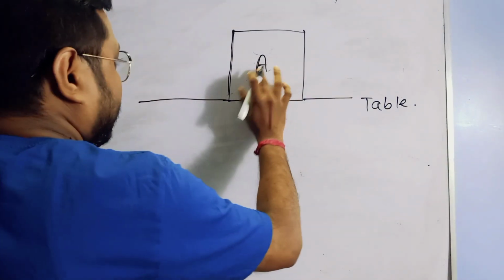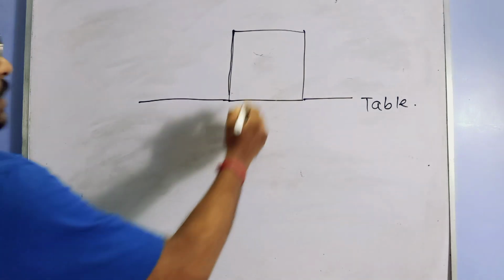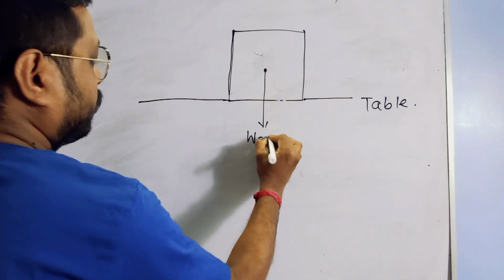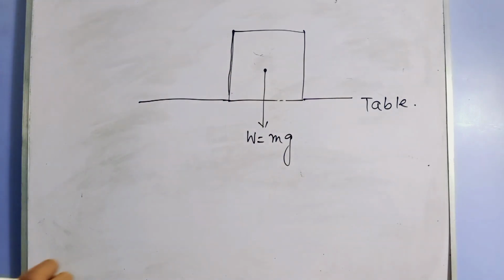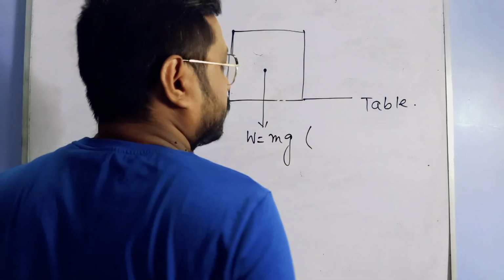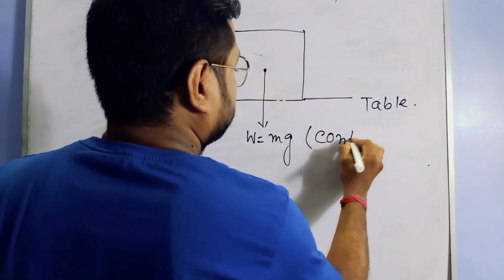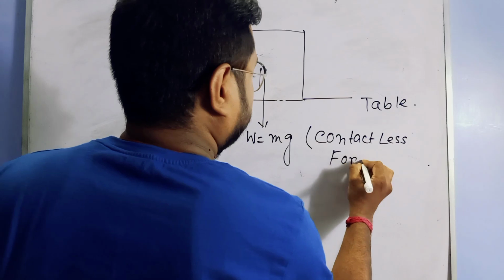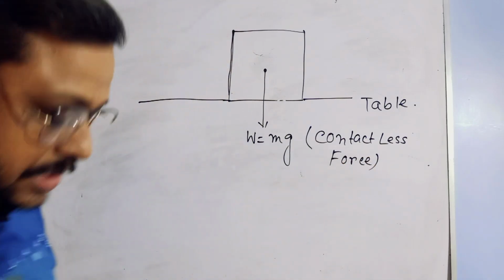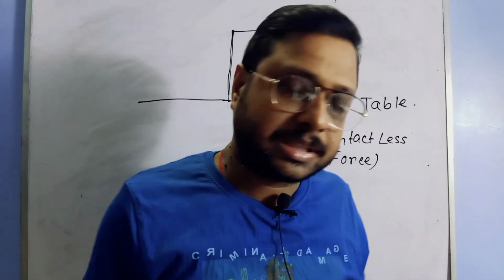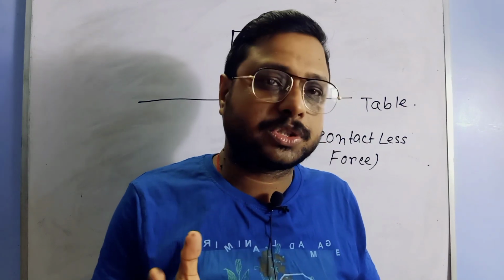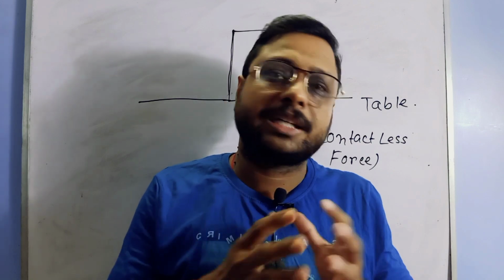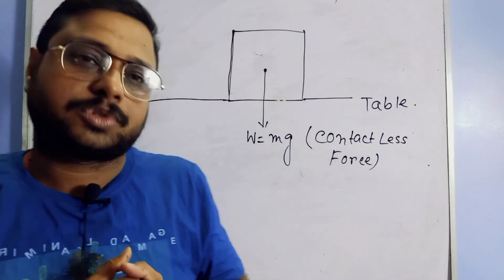The particle A is placed on the table, so there are two forces acting on it. The force due to gravity, we know W equals mg. This is a contactless force. You know the types of force. There are generally 4 types of forces. One is contactless force, like gravitational force and electromagnetic force. One is contact force.